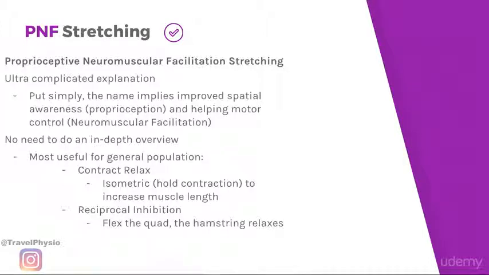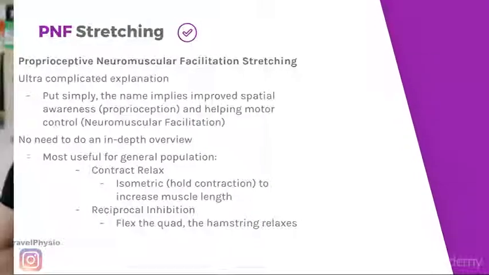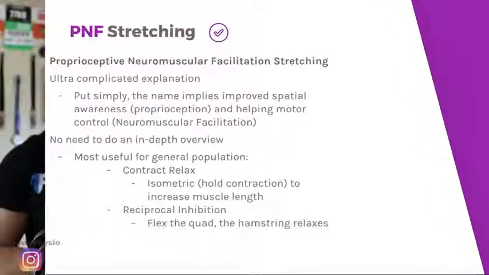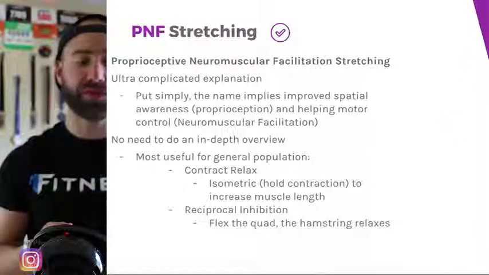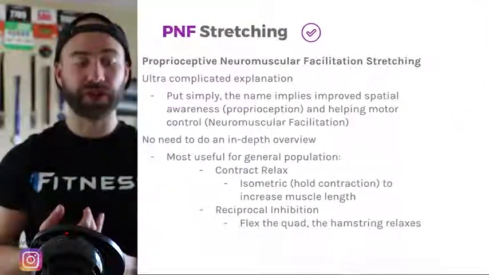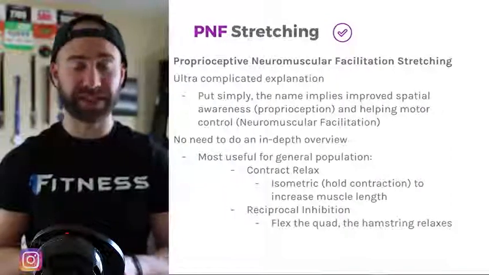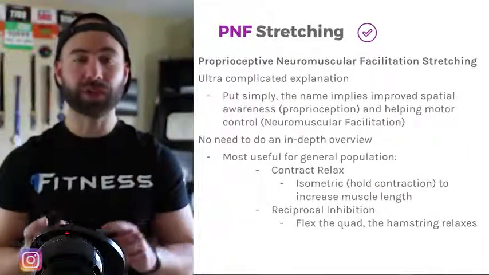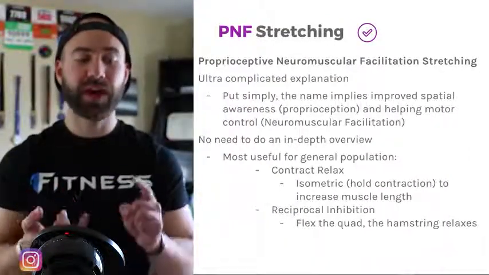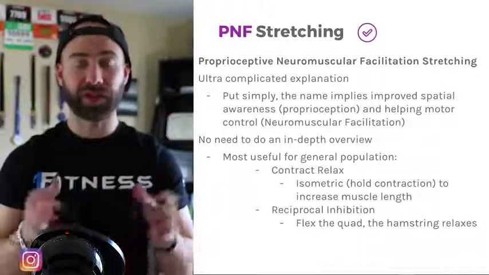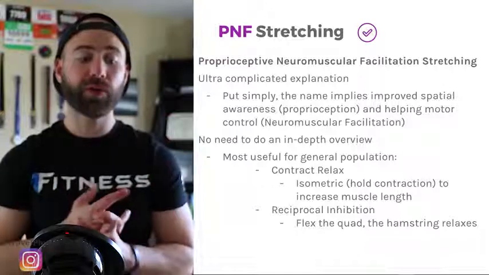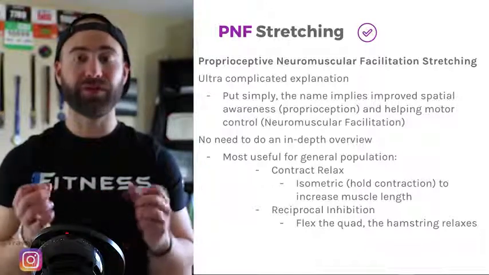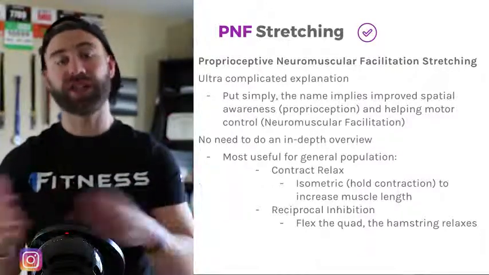So I'm not going to do an in-depth review of that because that's a very high-level concept, and there's a lot of things that you need to do there in that regard, but just know that the most useful things for specific PNF patterns are going to be some sort of form of contract relax, which is where you're doing an isometric, which is a hold contraction, to increase muscle length, or reciprocal inhibition, which is where you're basically firing one muscle group to shut down another.